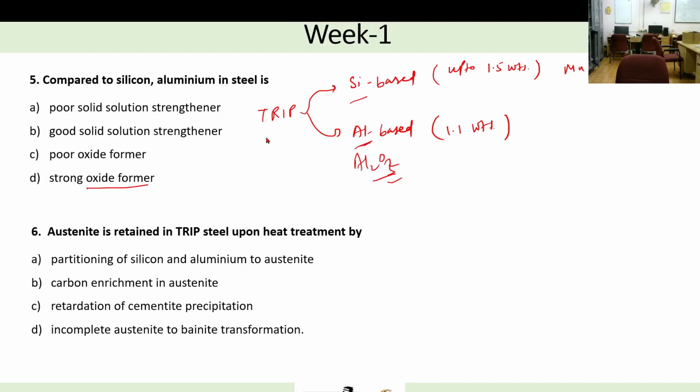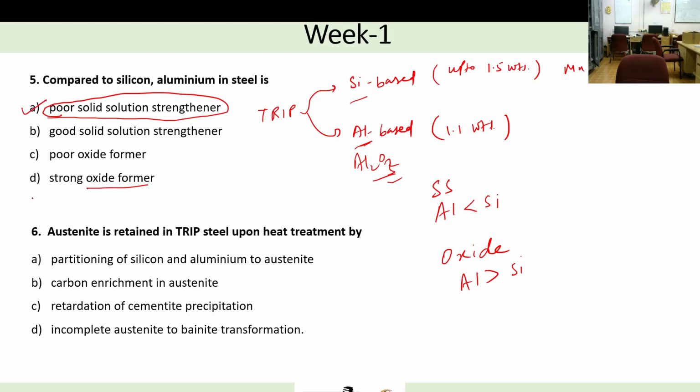Talking about solid solution strengthening, aluminum is a poor solid solution strengthener compared to silicon. But if you talk about oxide forming capability, then aluminum is better at forming oxide than silicon. So the right option is option A as well as option D, poor solid solution strengthener and strong oxide former. So these 2 are the correct answer for this problem.